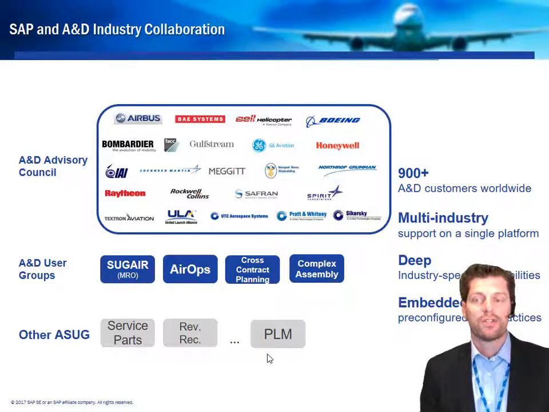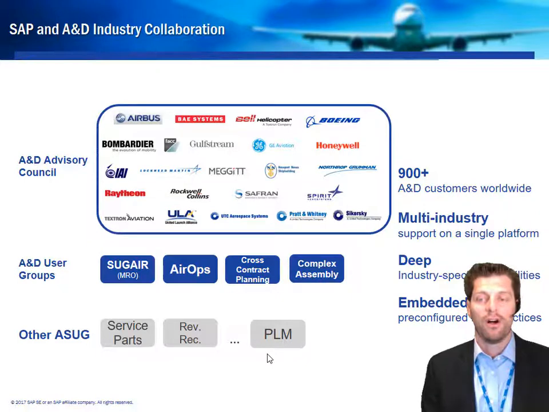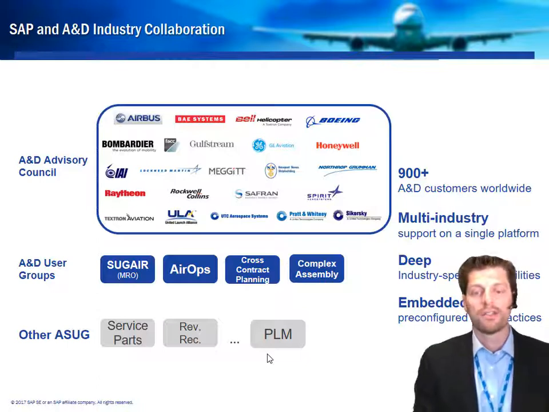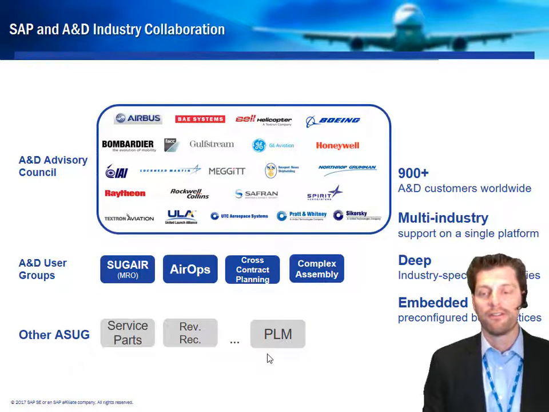And that also flows into other user-specific groups, one of which is SUGAIR, which focuses on maintenance, repair, and overhaul, where we have specific industry business units that meet with our customers to work through problems, issues that SAP can uniquely help, whether that's we want to do it cloud-based, we want to do big data, we want to do predictive. All those types of discussions occur twice a year as part of these user communities and user groups. And there's others listed here as well around complex assembly manufacturing, service parts, PLM, and so forth.